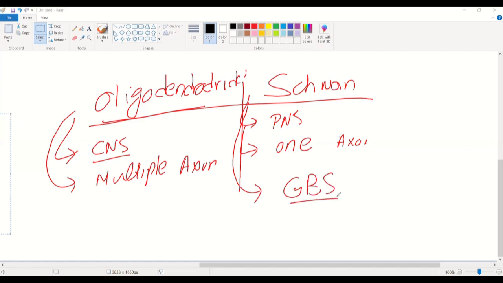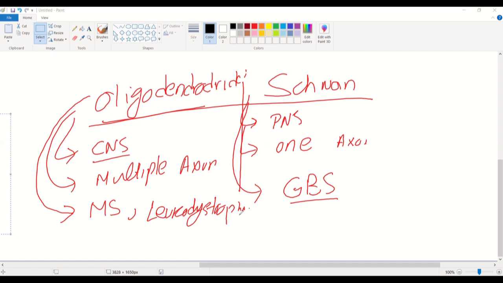right? Oligodendrocytes are damaged in multiple sclerosis, leukodystrophies, and progressive multifocal leukoencephalopathy, right?